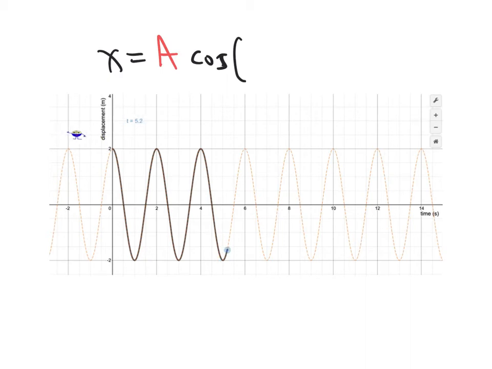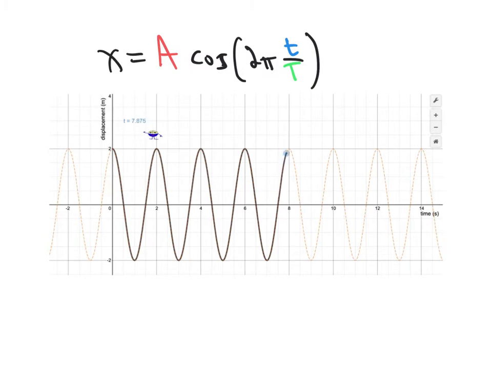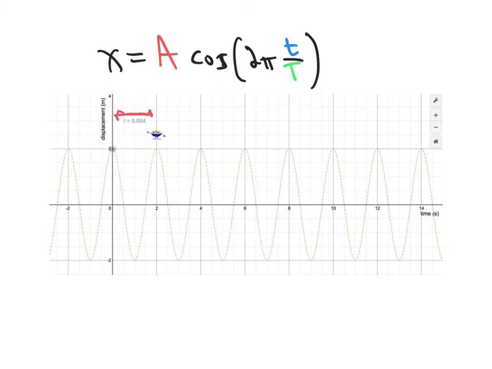A times cosine of 2 pi times little t over big T, where A is the amplitude. It's the distance in space that she moves back and forth from here to here. And on the graph, it's the maximum displacement, the highest point above 0 on the graph. That's A.